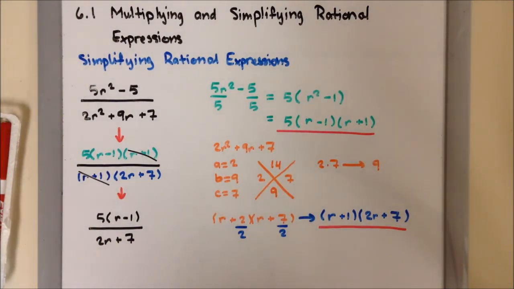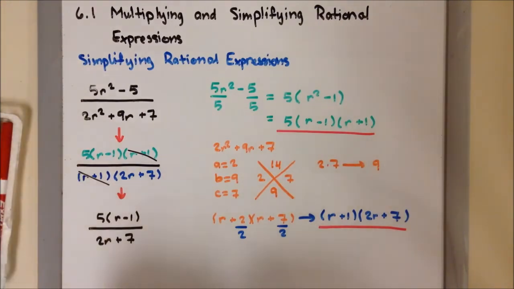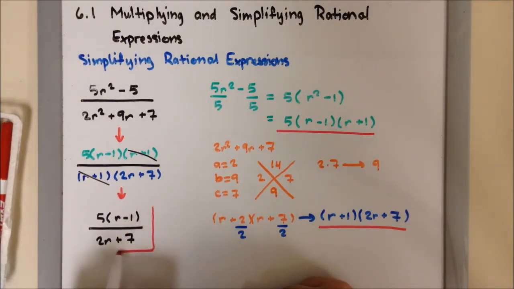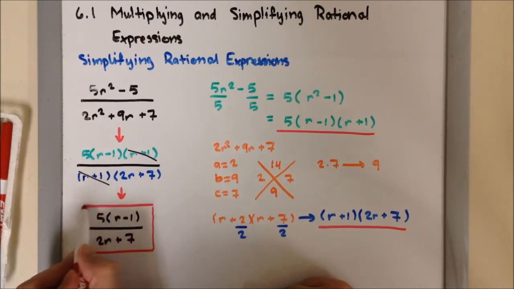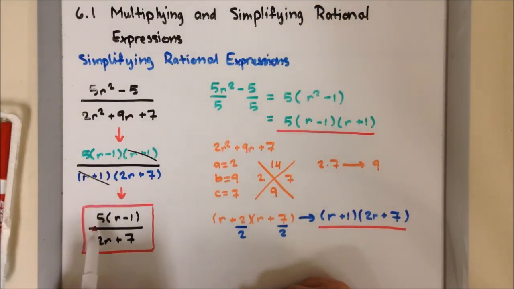So that would be my simplified answer for that example. And let me box that up. Now, I didn't write the 1 just like I did in the last example, because if I were to multiply the numerator by 1, I would just have the same thing that I have right now. So for example, 5 times r minus 1 times 1, I'm just going to get the same thing. Then 2r plus 7, the whole thing times 1, I'm still going to get the same thing. So unlike the last example, I just didn't write the 1 here.